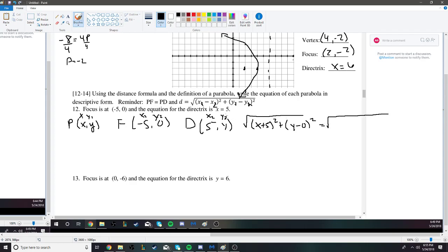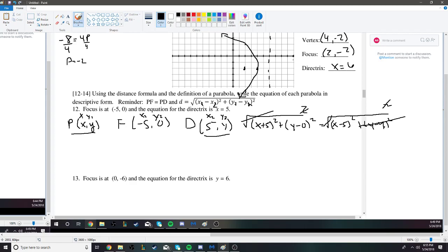Now we have to do PD. So from P to D, this is going to be an (x minus 5) squared, plus (y minus y) squared. And so let's cancel out a lot of stuff. First off, when we square both sides, the roots are gone. And the y minus y will cancel.